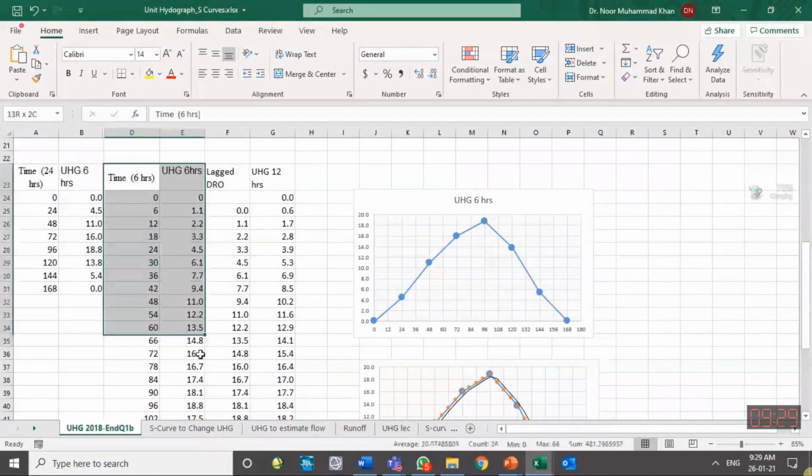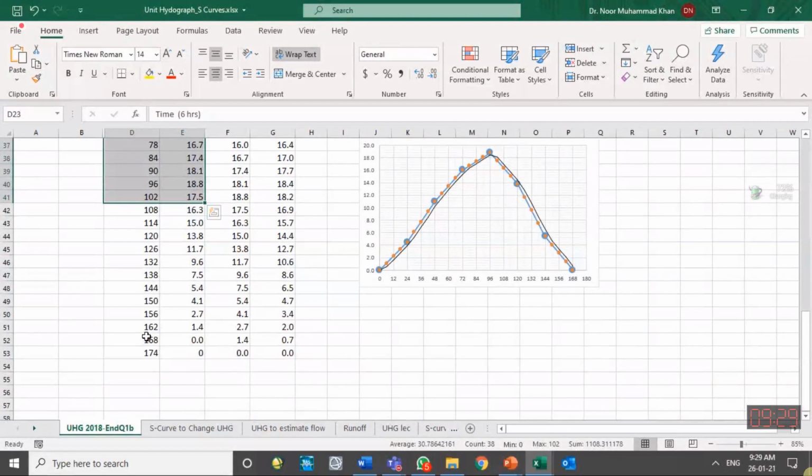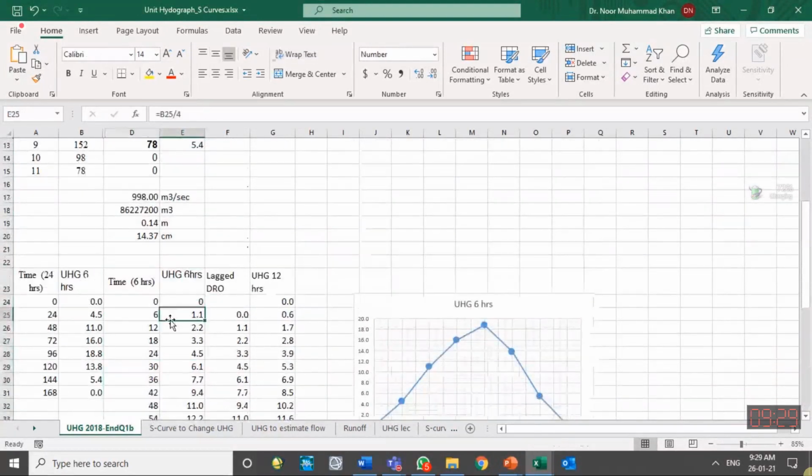Once we have this one, that is a kind of input. We have a 6-hour unit hydrograph from here. Now give it a lag of 6 hours, one step ahead. Lagging is nothing but plotting: 0 will be plotted at the 6 hour, 1.1 will be plotted at 12 hour, in this way.